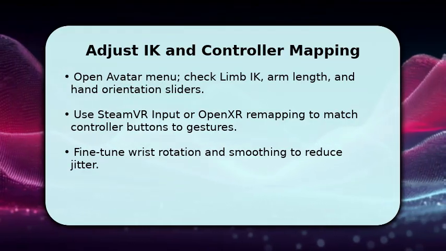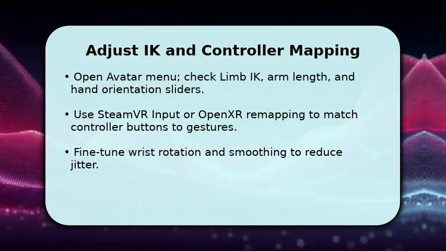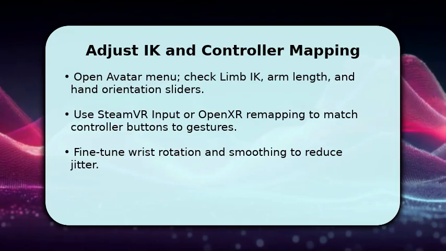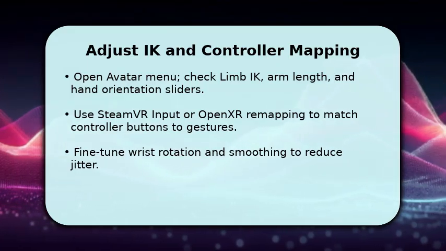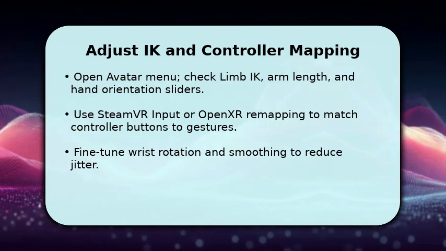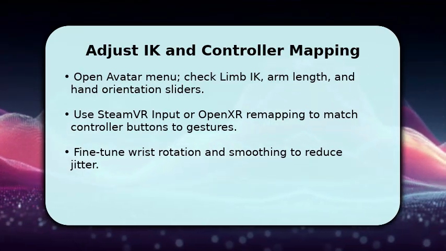Then go to your runtime input settings, Steam VR Input or Open XR, and remap buttons for grips, triggers, and gesture toggles so your physical inputs produce expected hand poses. Finally, increase wrist rotation, smoothing, or adjust dead zones a little to remove jitter.